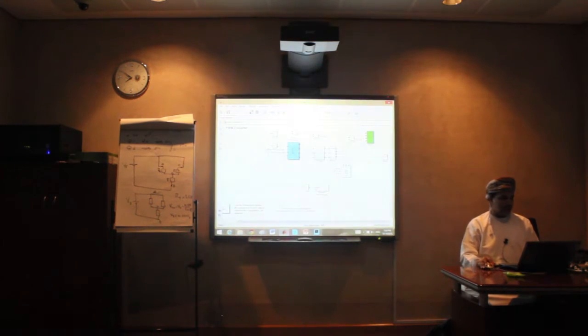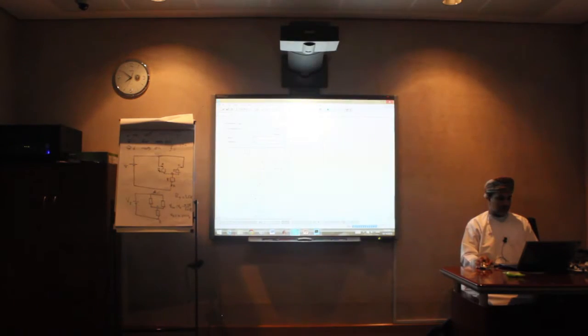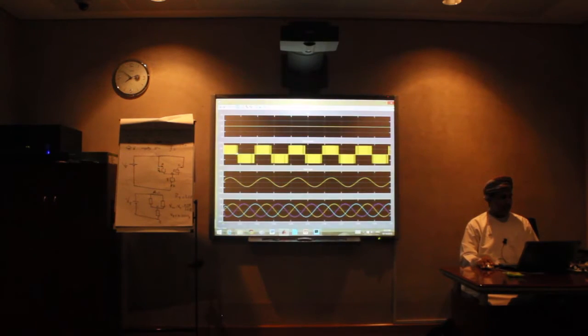Now it's run. See, this is the DC, and this is the output before the filter. So this is our filter, right? And this is the output before the filter. If we look at that one, this is before the filter, like what we have seen on this one. The same thing, right? The same as this one, which is in PSIM. You can see it here.